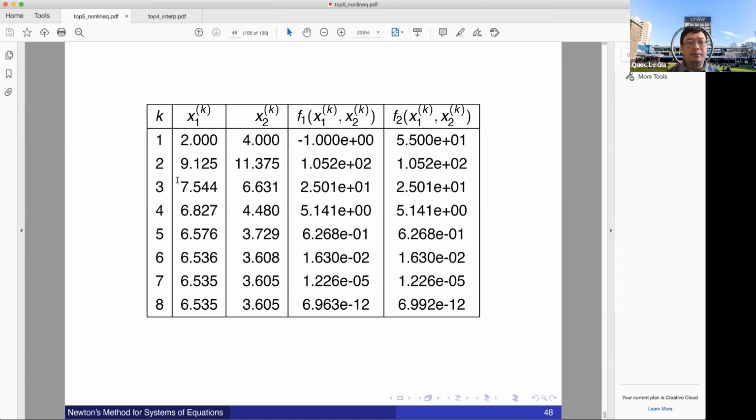And you will see that after 8 iterations, the method converges to the correct solution, because when you evaluate F1 at the vector x1, x2, you get close to zero, and F2 also gets close to zero. So maybe I will post a MATLAB script for solving this on Moodle. But that is about Newton methods. So I stop the recording here.